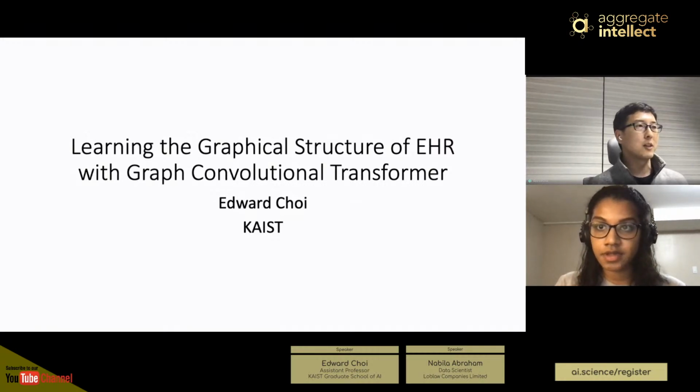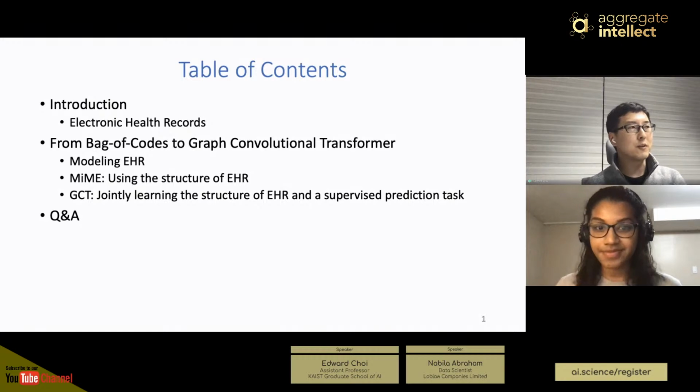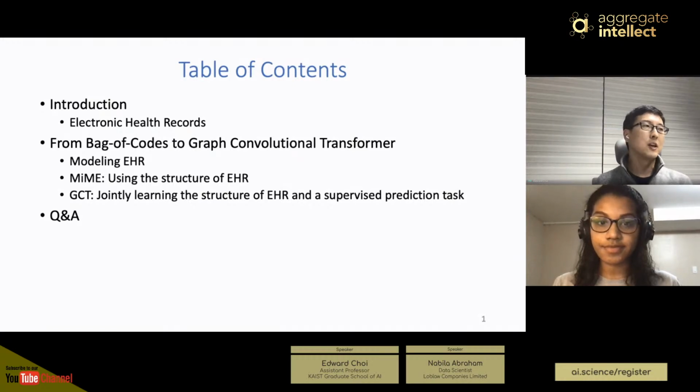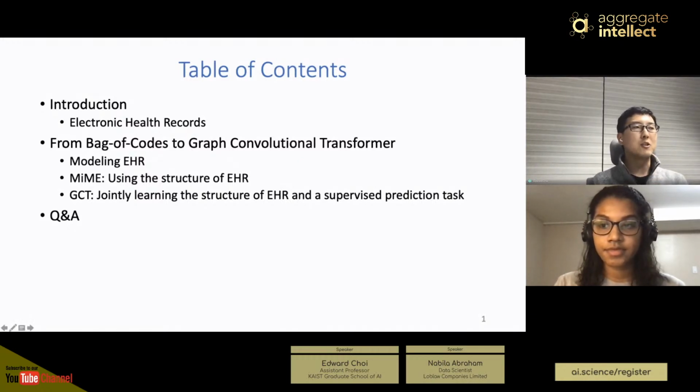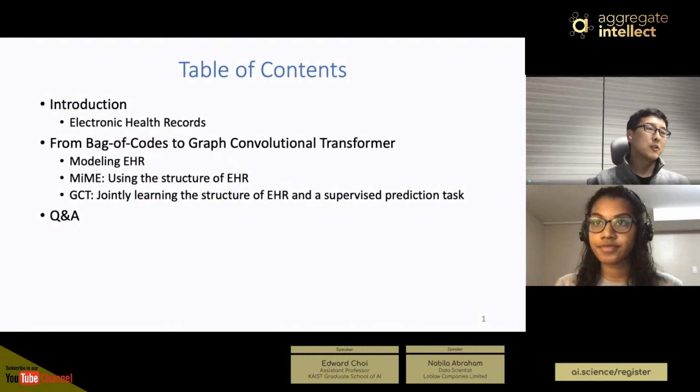All right, so today's topic would be learning the graphical structure of EHR with Graph Convolutional Transformer, or in short, GCT. We will start with a very brief intro of what EHR is, because I'm going to assume that not a lot of people are exposed to EHR. And in the same spirit, before I jump into the main topic, GCT, I'm going to start with laying the groundwork on how to handle longitudinal EHR in a very straightforward manner with neural networks. And then I'm going to move to another previous work of mine, which is the first paper to try to leverage the structure of EHR and why it is a good idea to do it. And then I'm going to jump into GCT, the main topic of today, where I propose to jointly learn the structure of EHR and a supervised prediction task. And after that, there will be a Q&A session.